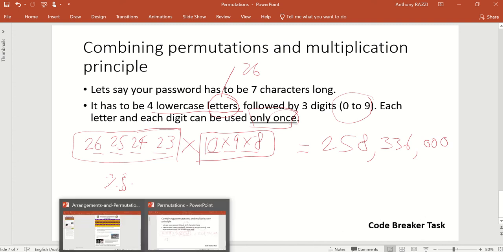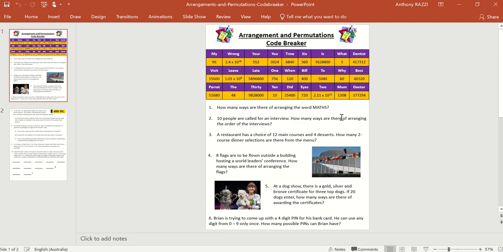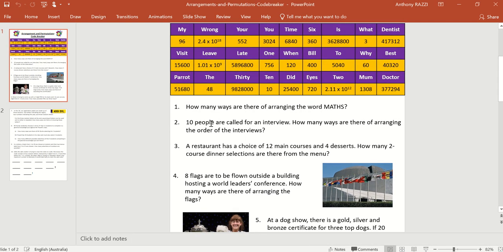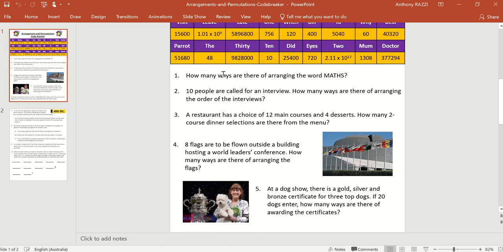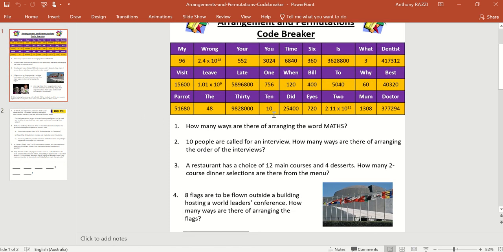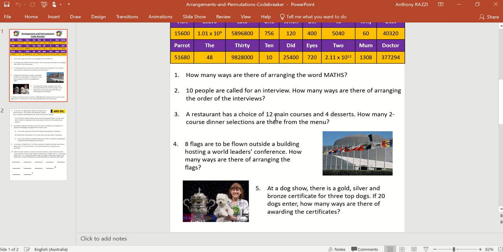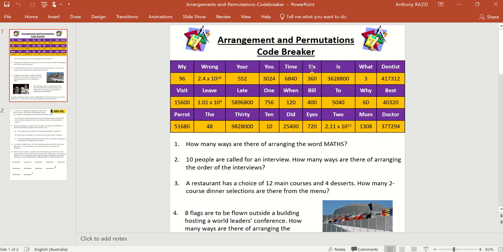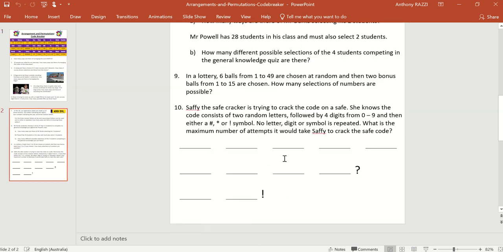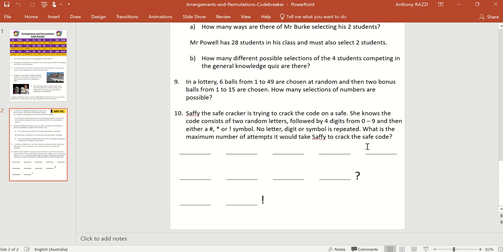So it should be on daymap. And code breaker tasks work like this. Just a few questions, I think there's about 10. Mostly permutations and some arrangements. So basically, each question is going to have a number answer, and those number answers are going to correlate to words. So on the second page, you have words. So the first 9 questions are going to be some phrase with a question mark and then the answer.